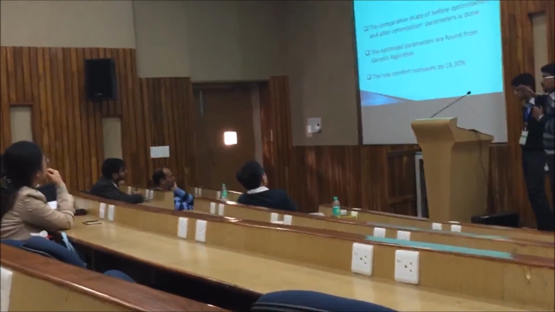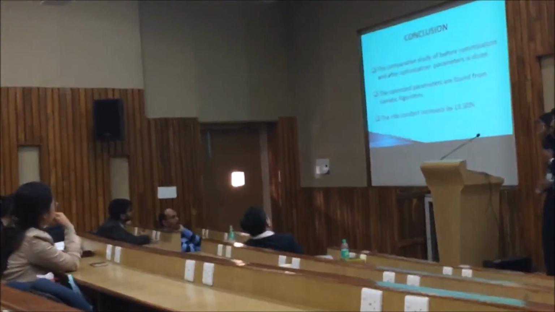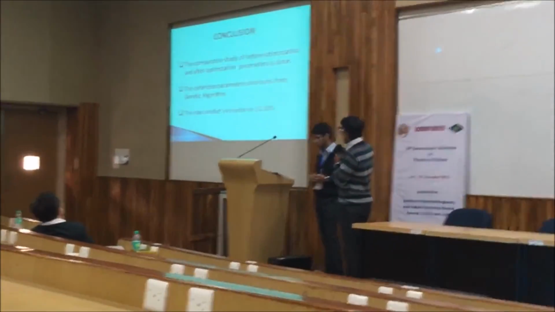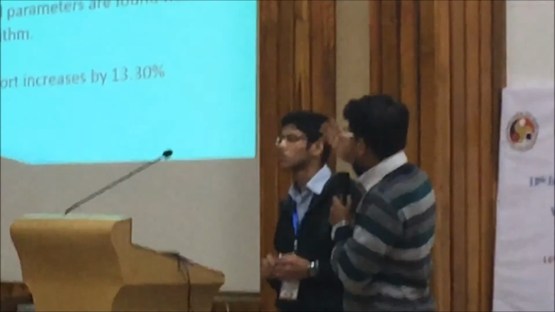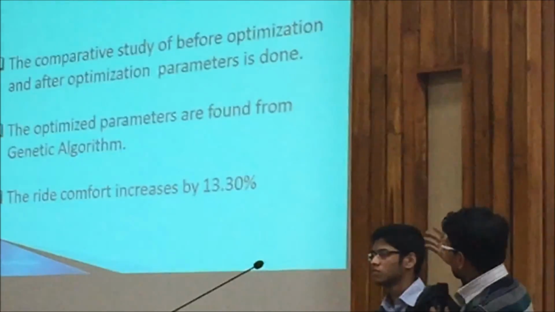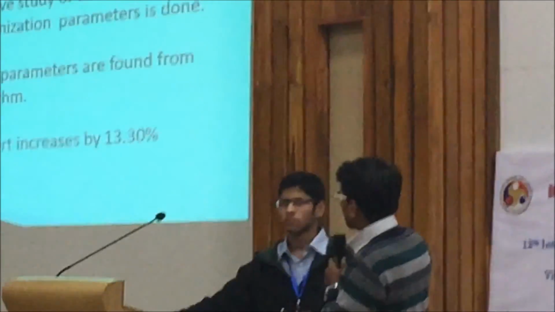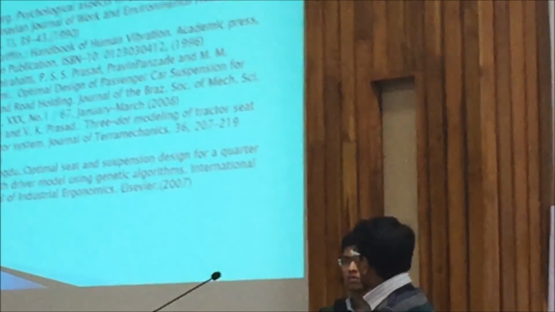So the conclusion is that by using the genetic algorithm, the different parameters of the suspension system before optimization and after optimization were compared, and we achieved an increase in ride comfort by 13.3% with a much smaller decrease in road holding of 3%. And these are the references used.